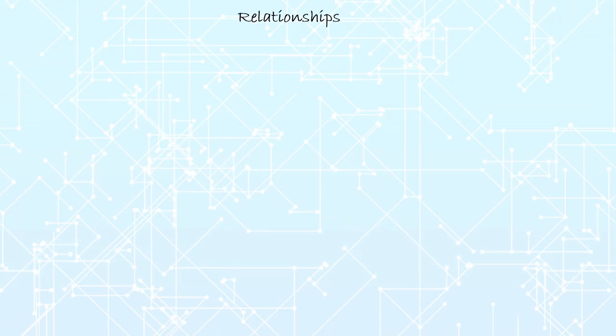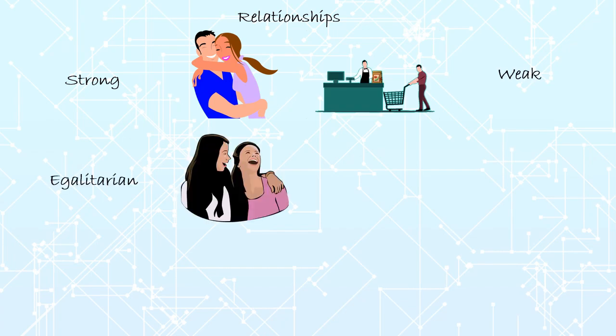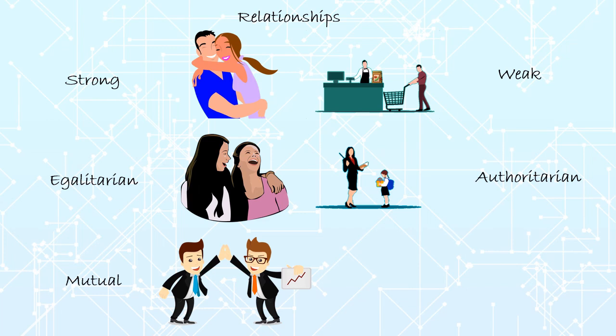A relationship is a connection between two actors. It ranges from strong, as in a married couple, to weak, as in a shopper and a shop assistant. It can be egalitarian, where both actors are of the same status as in friends, or authoritarian, where the actors are of unequal status as in a teacher and pupil. It can be mutual, the same for both actors as with work colleagues, or distinct, different for each actor as in social media posters and followers.